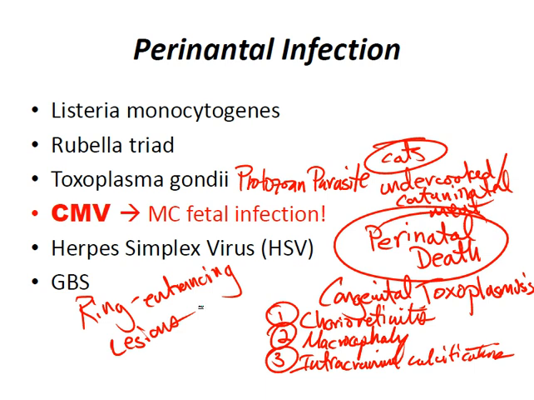They may call it a glioma or something, but it's a ring-enhancing lesion, and this one with toxoplasmosis is in the cortex and the basal ganglia on the head CT. The cortex ones are obvious, but watch out for those basal ganglia on the head CT. Okay, so that's toxoplasma gondii for you.